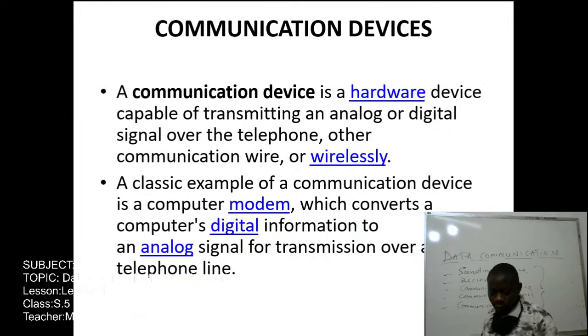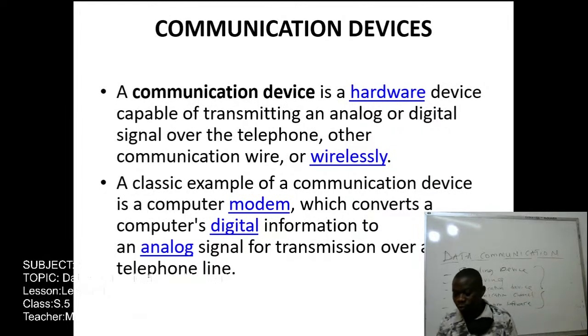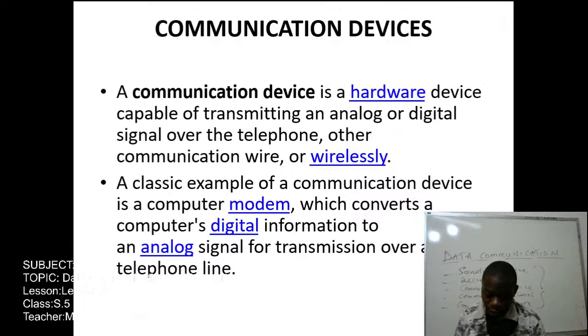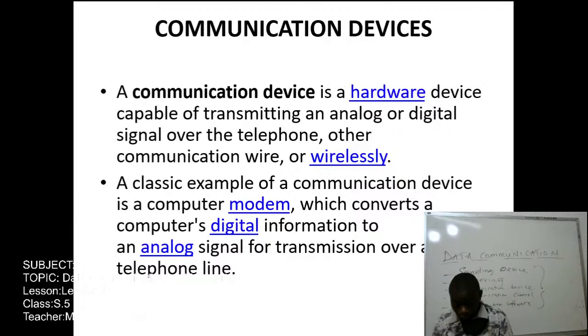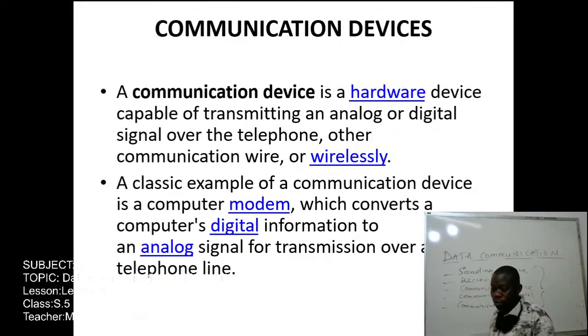Let us begin with the communication device, as you are able to see on the screen there. We are saying a communication device is a hardware device capable of transmitting analog or digital signals over the telephone line or other communication wire, or in a wireless form. So a device that is capable of transmitting signals there.